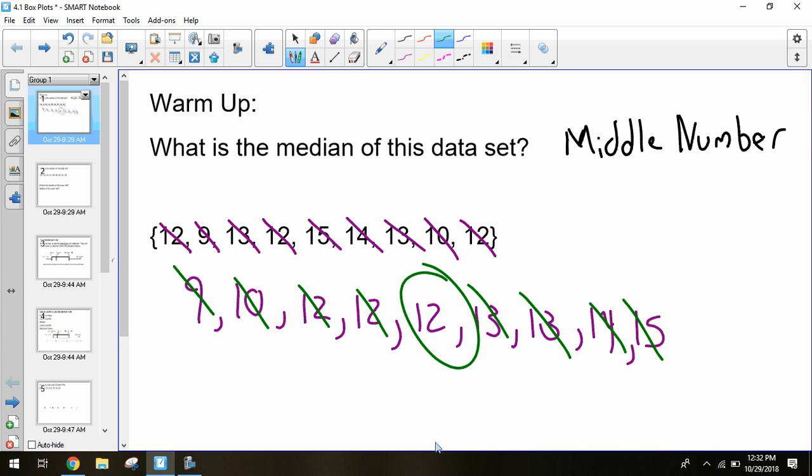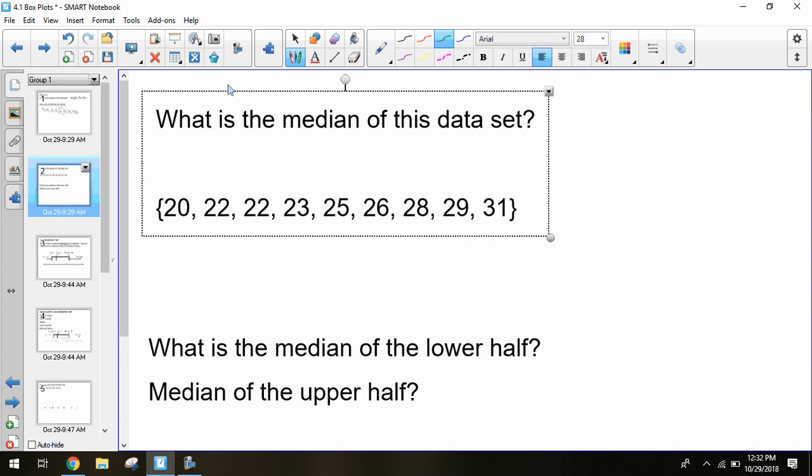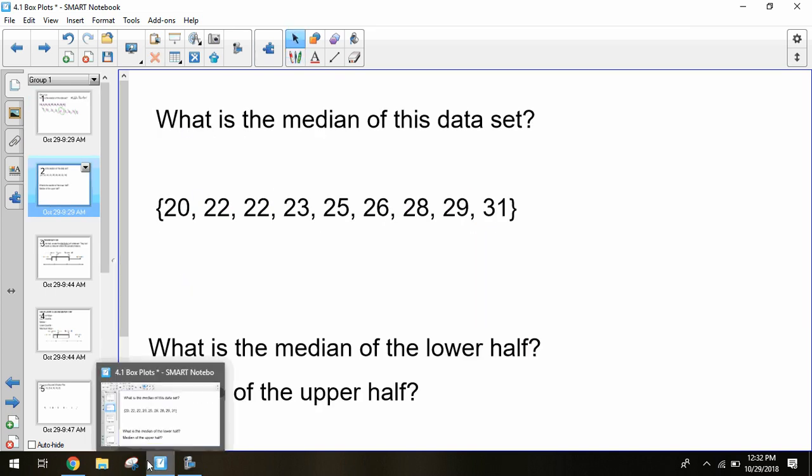Are we okay with this? Does this seem familiar from previous math? All right. So, try it one more time. I put the numbers in order for you to make it easy. See if you can find the median of this data set to start off with.